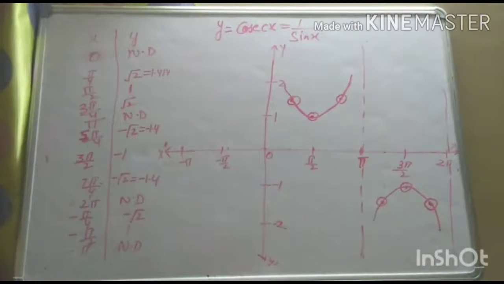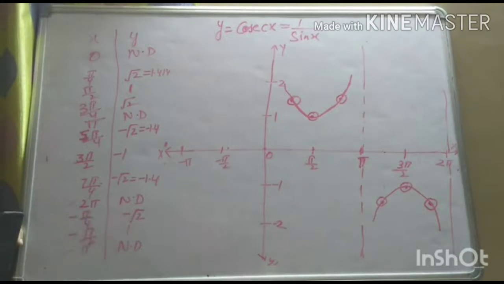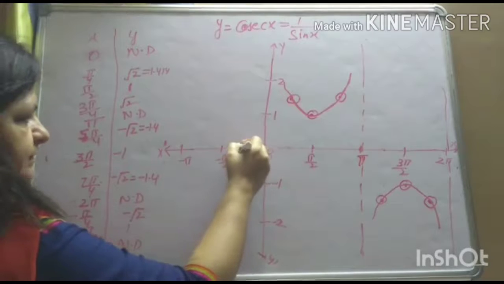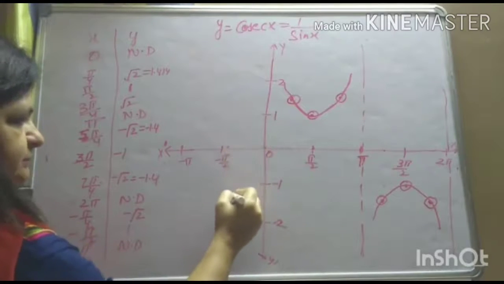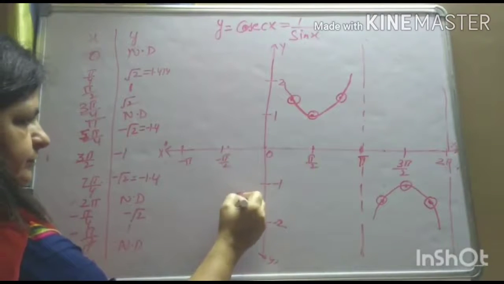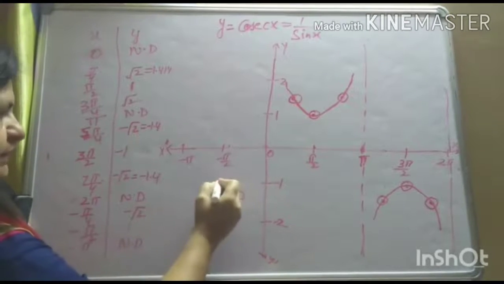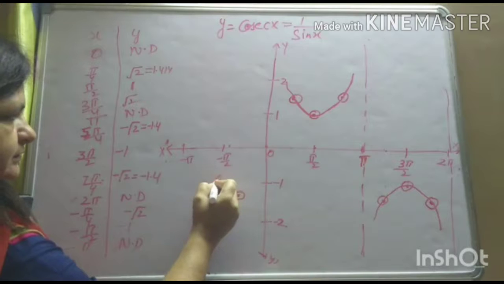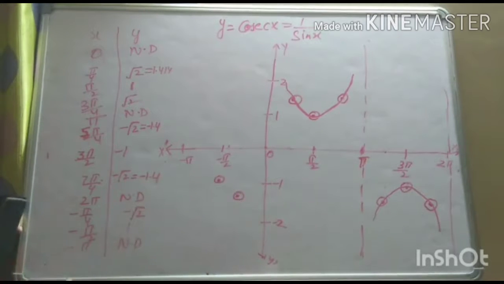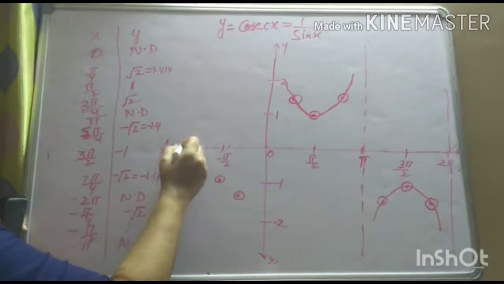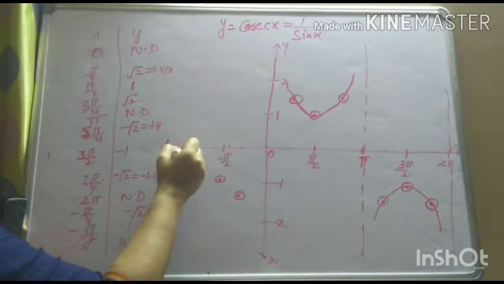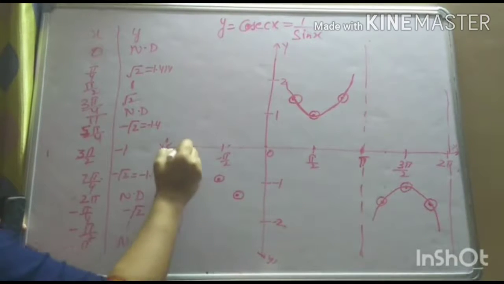Now, minus pi by 4, that is minus root 2. It means minus 1.414. Then minus pi by 2 is minus 1. Then minus pi is infinity, means not defined.